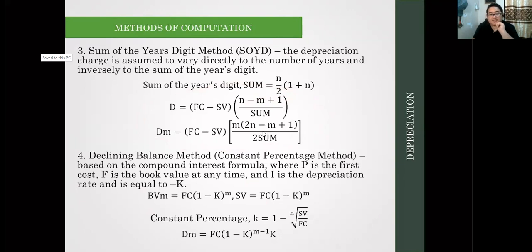Then for the declining balance method, we have the formula for book value after m years: FC times 1 minus K raised to m. If you notice, it's almost familiar to the compound interest formula, because it's based on that. Okay? P is the first cost, F is the book value. So the salvage value is given as this. Okay?